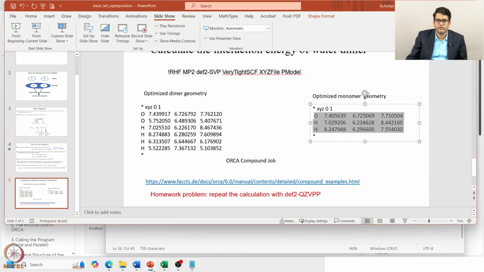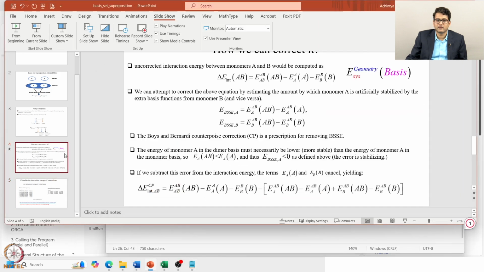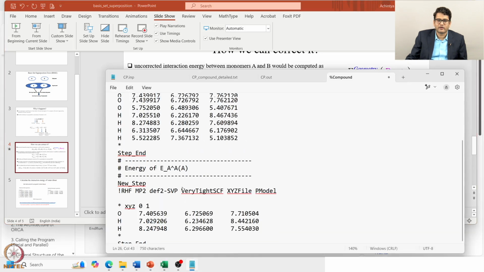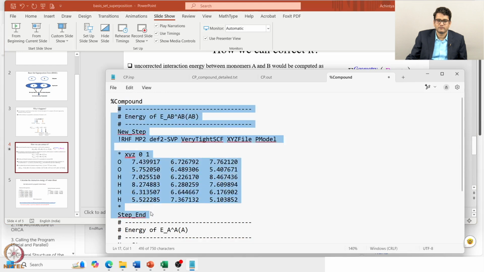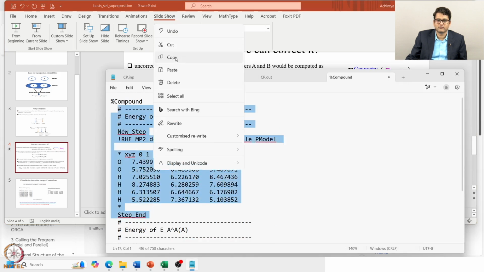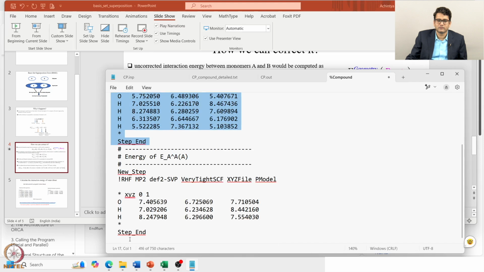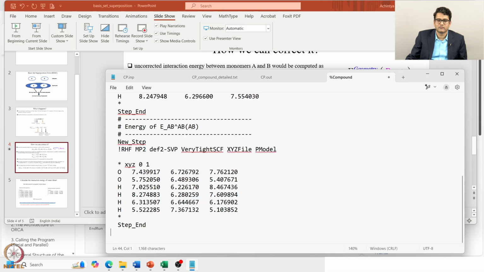So, the next information I would need is energy of A at the geometry of AB and basis set of AB. So, how one can do that? Let me first copy this step. So, I need energy of A at the geometry of AB and basis set of AB.